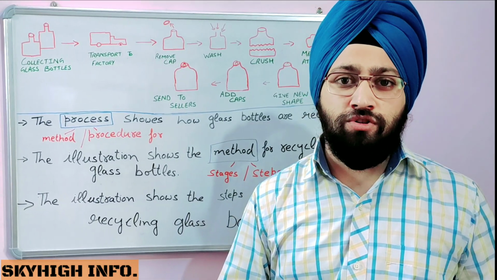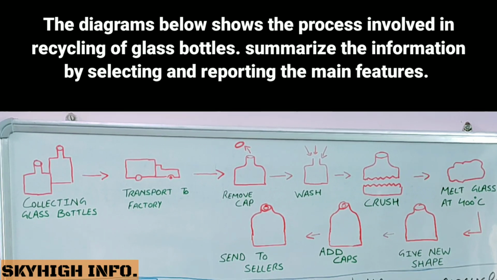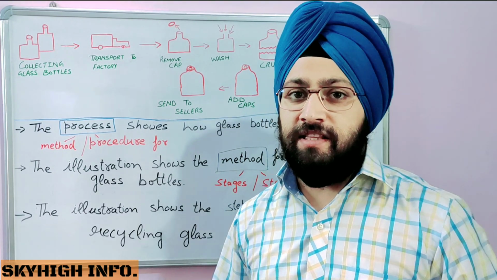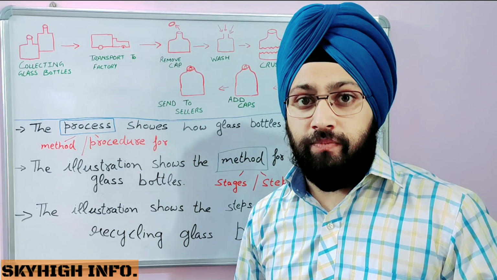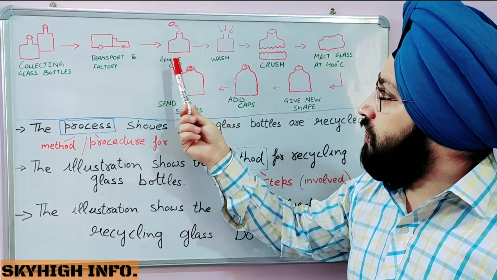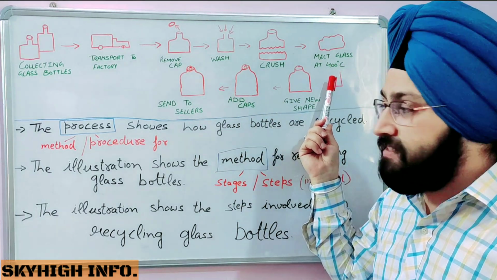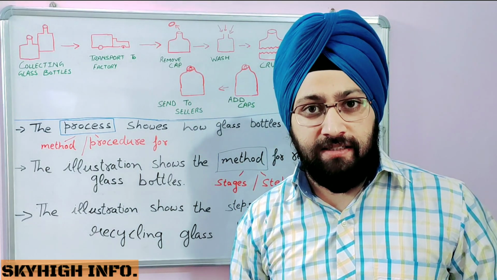So moving towards our question, what is the question? The diagram below shows the process involved in recycling of glass bottles. Summarize the information by selecting and reporting the main features. So if you have looked at the diagram, you can see there are various steps involved in recycling of glass bottles. These steps are collecting glass bottles, transport to factory, remove cap, wash, crush, melt glass at 400 degrees Celsius, give new shape, add cap and send to the sellers.